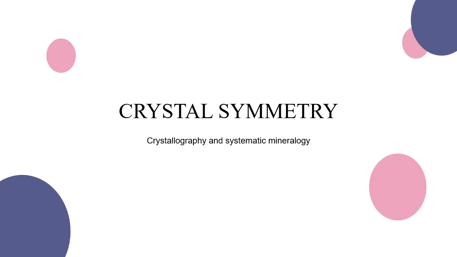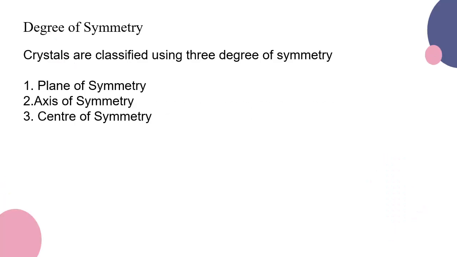Crystal symmetry. In this section, we will discuss the types of symmetry used in classifying a crystal and classification of crystals using examples of real-life minerals. Crystals are classified using 3 degrees of symmetry.